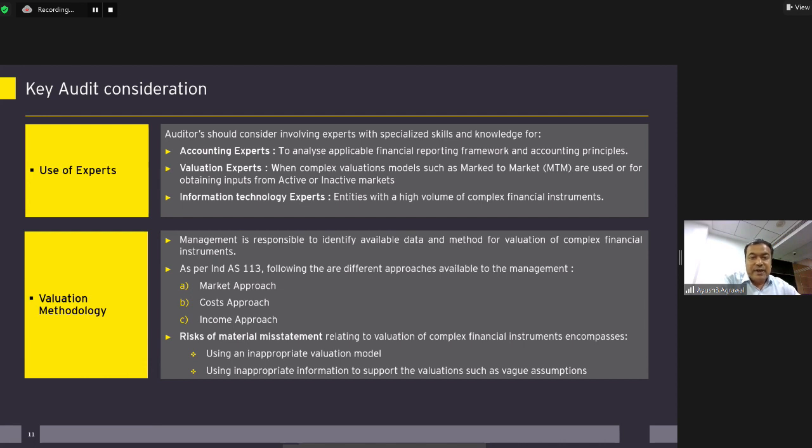And then, of course, IT experts. If there is a high volume of transactions, let's say these IT companies enter into forward contracts or derivative contracts in bulk, then what is the IT control surrounding the same, so that the transaction completeness is ensured and everything? Thereby the role of an IT expert will also come in useful and handy. So as auditors, the use of experts is mandatory while auditing financial instruments.